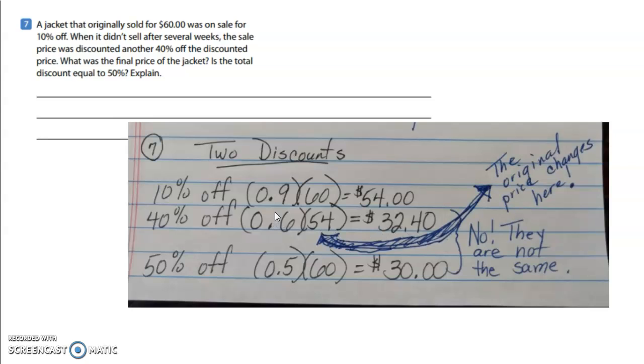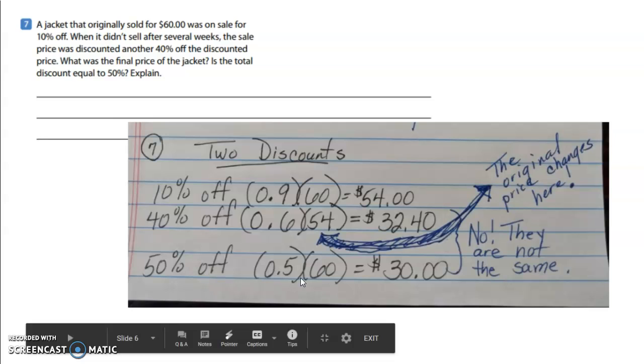For the 10% off, I just figured out 90% of 60 is 54. And then for the 40% off, which is taken off the discounted price, see how that's the same number? I'm figuring that's 60% of the 54. So that's then 32.40. So there's the price after the 2 discounts. Right here would be the 1 discount. I'm just doing this to see if this is right. If it's 50% off, it's 50% of 60, so all I did was cut that in half. And I can see right here, no, those are not the same.